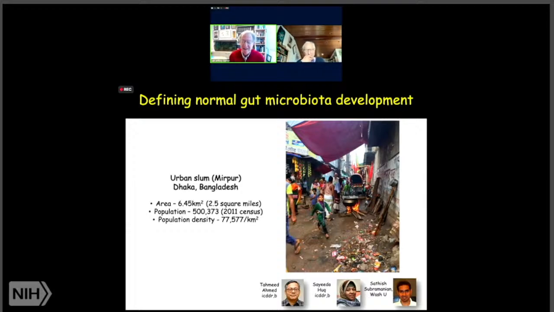So I'm going to take you on this journey that we have been pursuing, and we'll begin in an urban slum, Mirpur, located in the capital of Bangladesh, Dhaka. You can see from this particular slide that the population density in this urban slum is remarkable. 500,000 people living within a 2.5 square mile area. Population density of 77,000 per square kilometer.